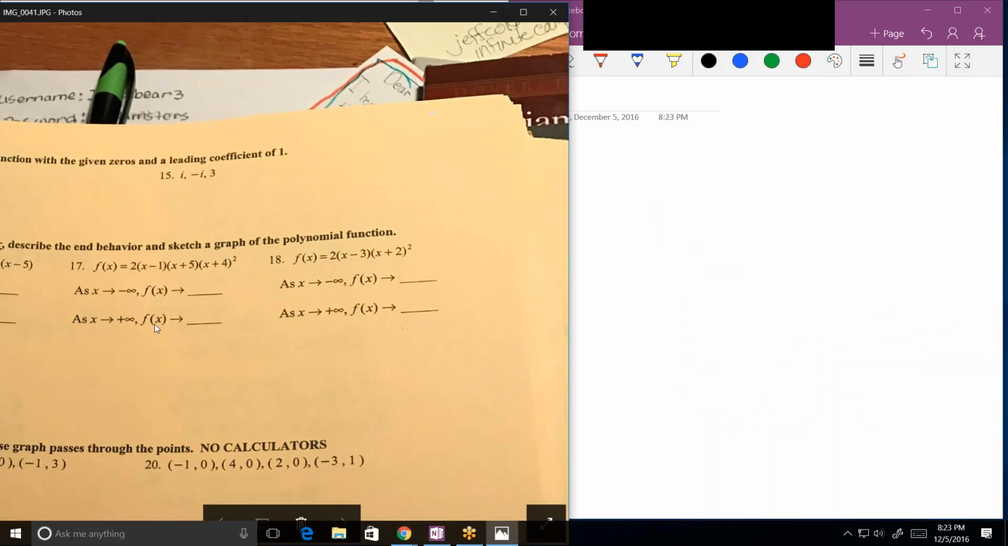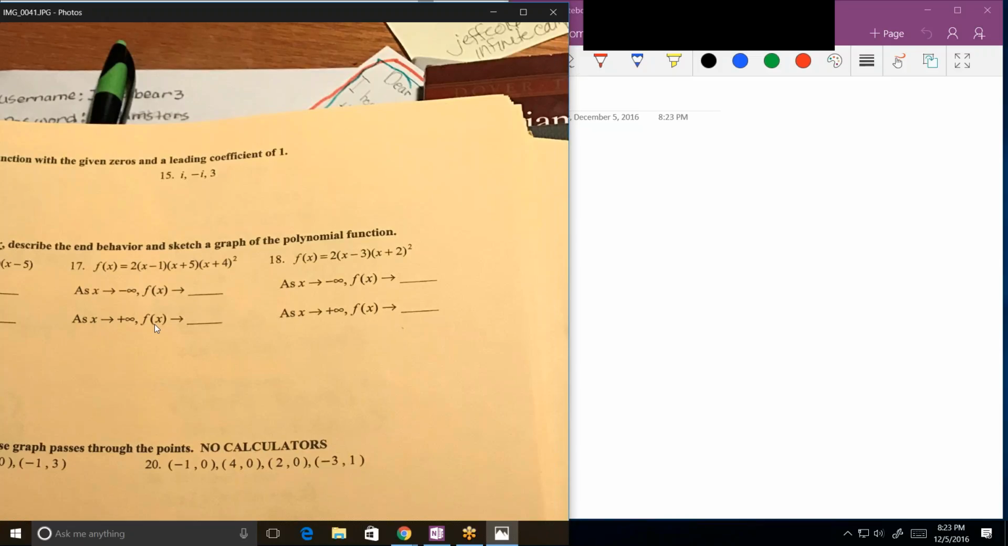Or 17. So that'd be negative infinity, and we just did 17. They both go to positive infinity, because we're looking at a quartic. In other words, if you get rid of all the numbers, you can get rid of the 2, you can get rid of the negative 1, you basically have x times x squared times x. That's x to the fourth. And when you substitute negative infinity into x to the fourth, you get positive infinity.